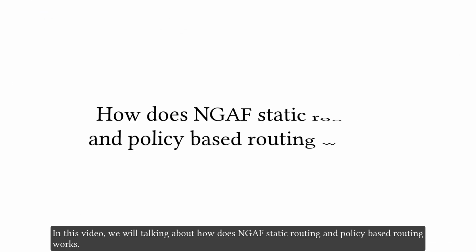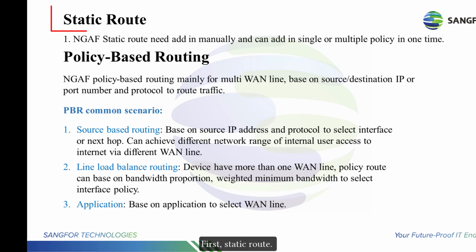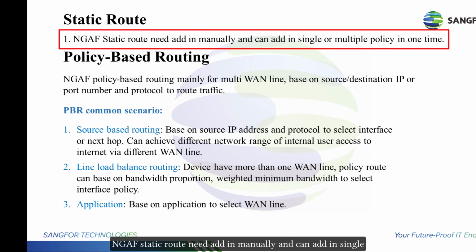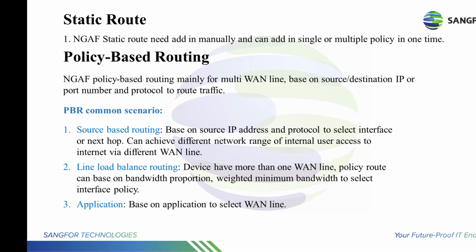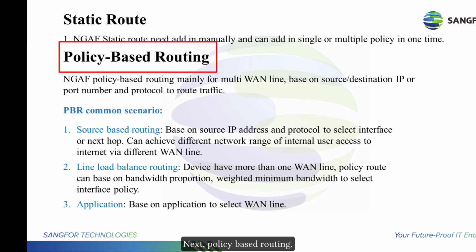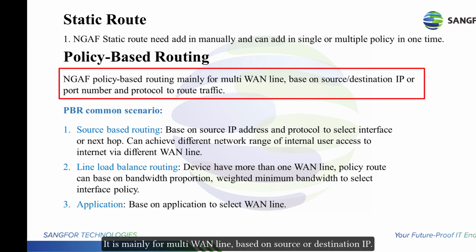In this video, we will be talking about how NGAF static routing and policy-based routing work. First, static route. NGAF static routes need to be added manually, and you can add a single policy or multiple policies at one time. Next, policy-based routing. It is mainly for multi-WAN lines, based on source or destination IP. It can also use port number and protocol to route traffic.